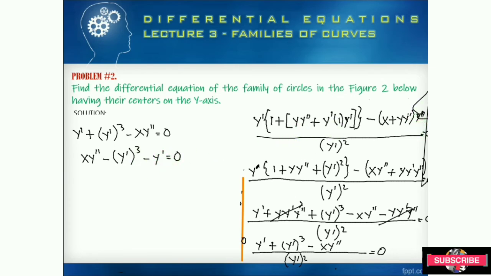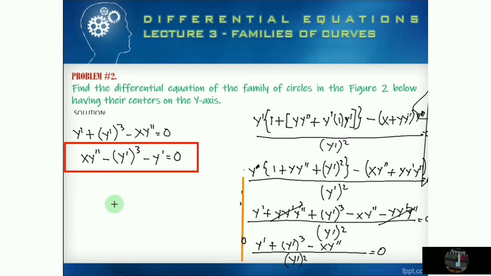If you can observe, this is just the same solution for this differential equation as we did in our original solution, substituting equation 2 to equation 1. Or you can use this alternate solution to directly get the differential equation for this family of circles having their centers on the y-axis. So we have x y double prime minus y prime to the cube minus y prime equal to 0. So we are there already for the solution of this problem number 2.